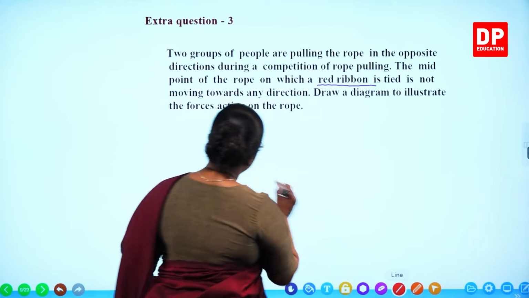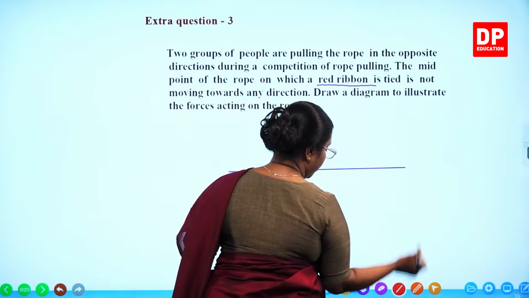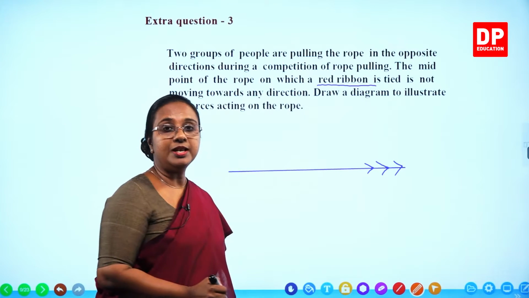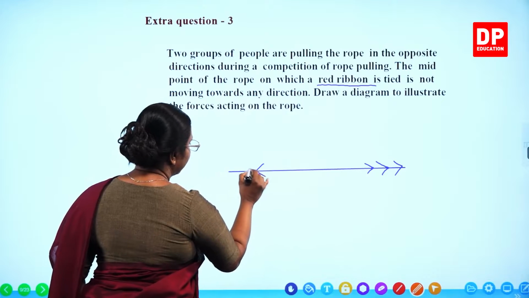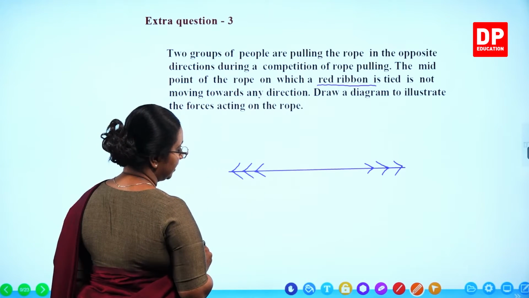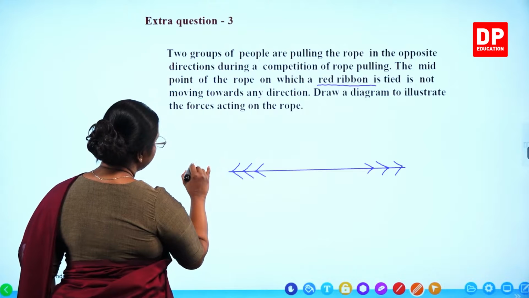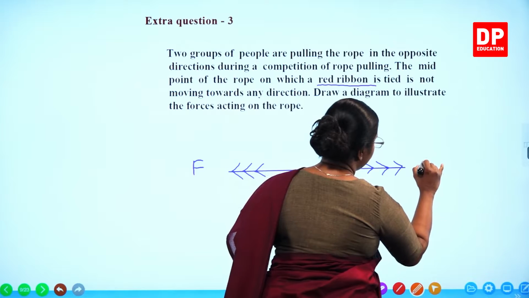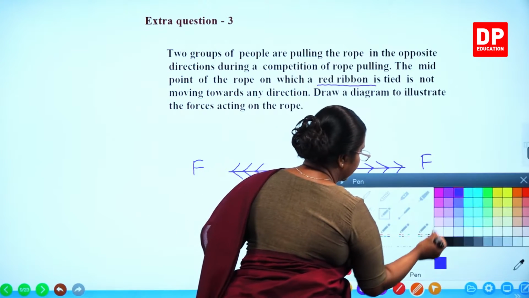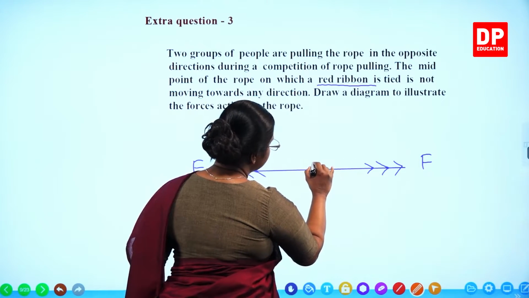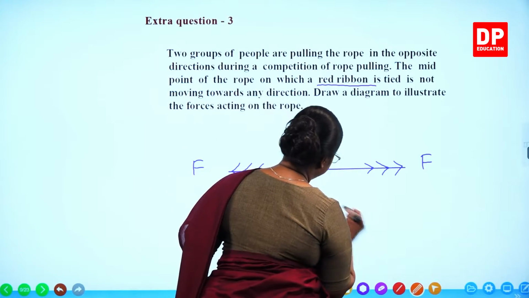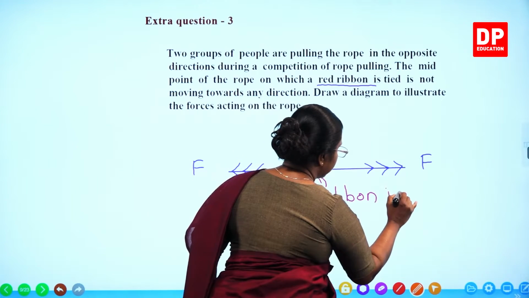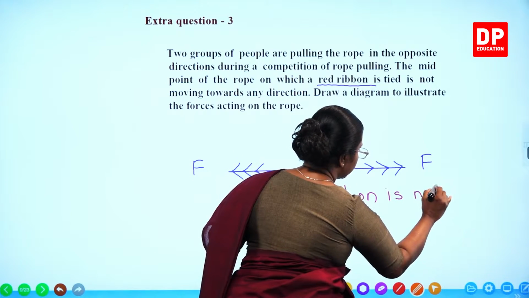So here, if we take this line as the rope, what will be happening? There will be a group of people pulling the rope in one direction. Another group of people pulling it in the opposite direction. The sum of all these three forces, if we consider that as F, the sum of these three forces will also be F. So that the red color ribbon, let's say this is the midpoint and that is the ribbon. So the ribbon is not moving.